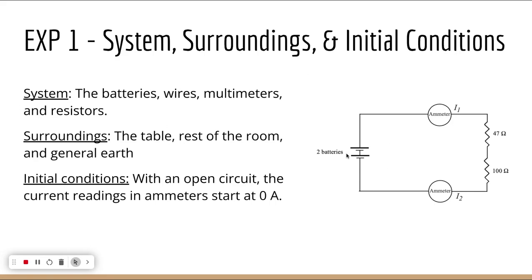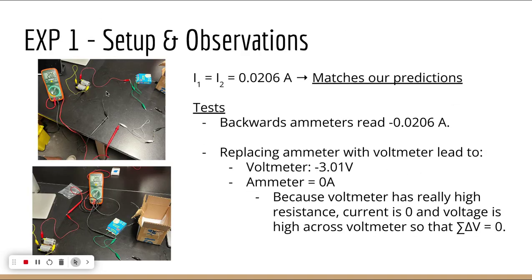The system is the batteries, the wires, the multimeters, and the resistors. The surroundings is the table, the rest of the room, and the general earth. The initial condition is that with an open circuit, the current readings in the ammeter start at 0 amperes. The setup you can see here: current 1 equals current 2 equals 0.0206, which matches our predictions that the current is the same at both ammeters.